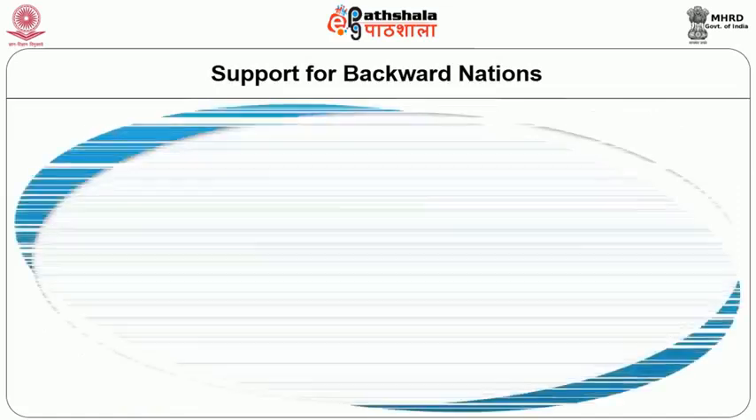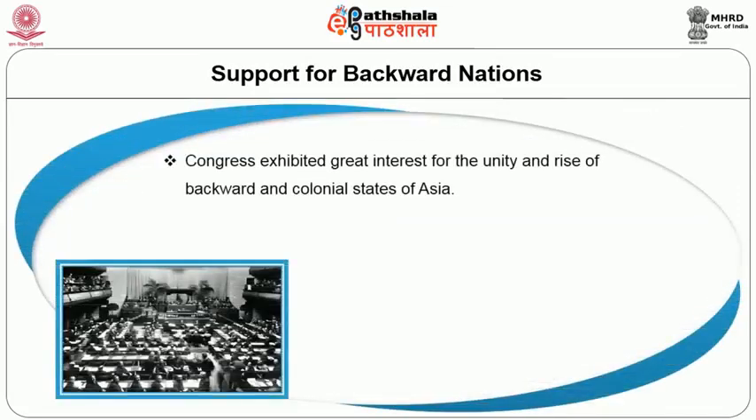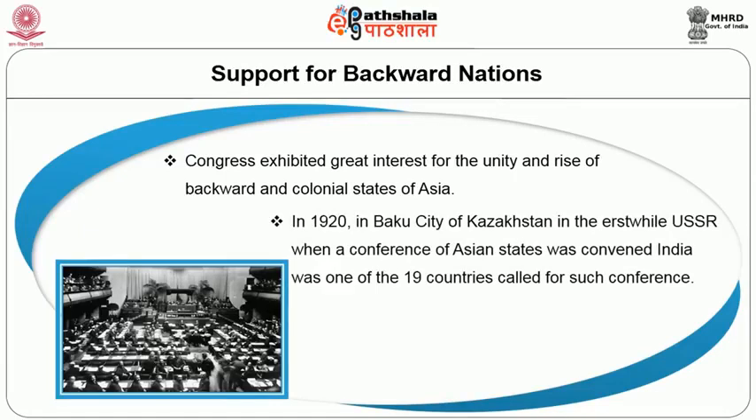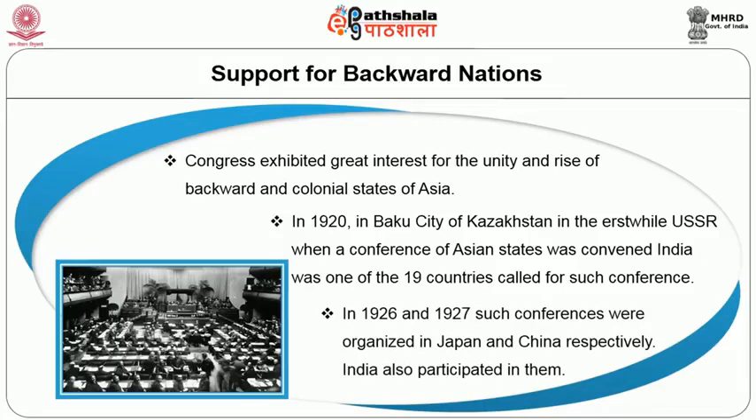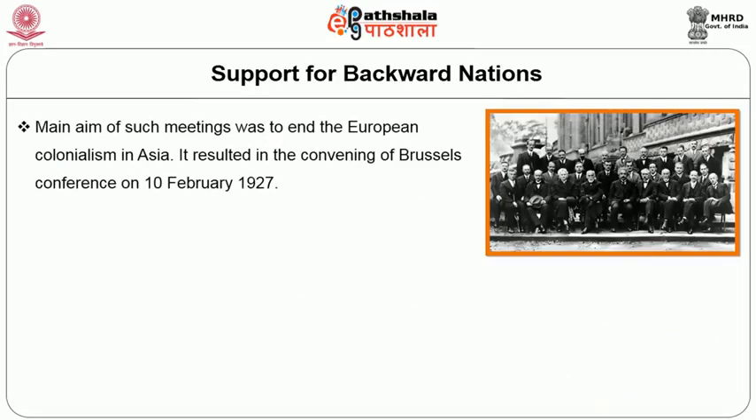Support for backward nations. Congress exhibited great interest in the unity and rise of backward and colonial states of Asia. In 1920, in Baku city of Kazakhstan, in the erstwhile USSR, a conference of Asian states was convened, and India was one of the 19 countries called for such a conference. In 1926 and 1927, such conferences were organized in Japan and China respectively. India also participated in them. The main aim of such meetings was to end European colonialism in Asia.